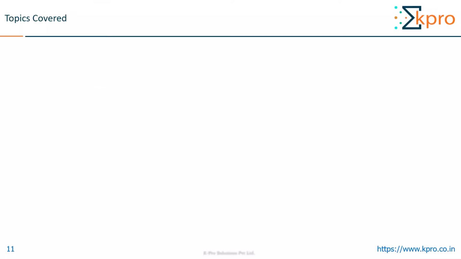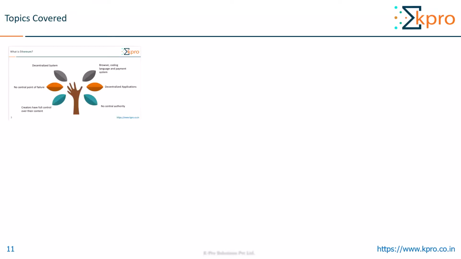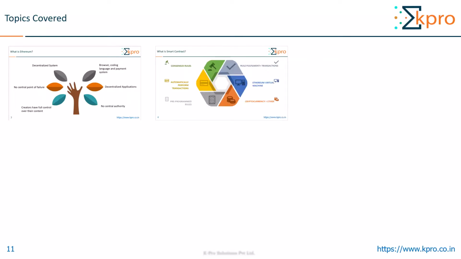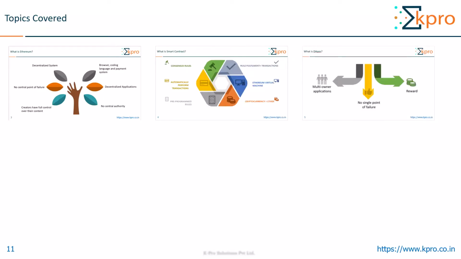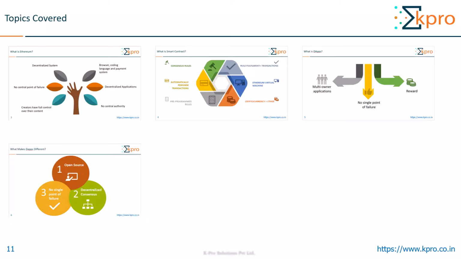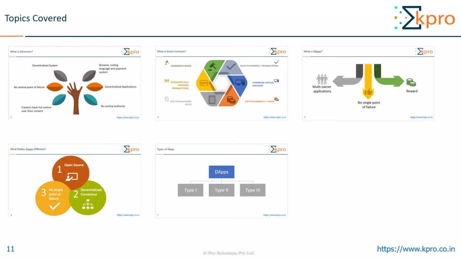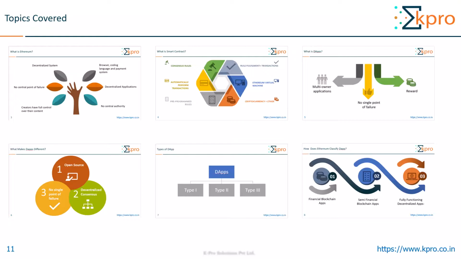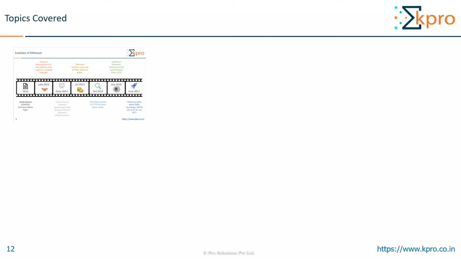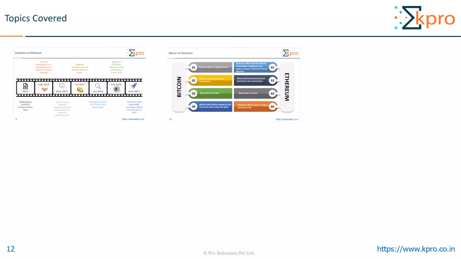Now let us have a quick recap of the topics that we have covered in this video. In the beginning, we saw what is Ethereum. Then we talked about what is a smart contract. Then we saw what are decentralized applications, and the features that make decentralized applications different from normal applications. Then we saw different types of decentralized applications based on whether the application has its own blockchain or not. Then we talked about how Ethereum classifies decentralized applications. Then we saw the evolution of Ethereum, and finally the differences between Bitcoin and the Ethereum blockchain.